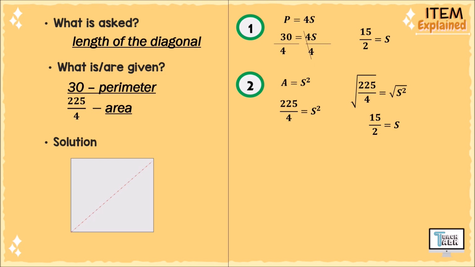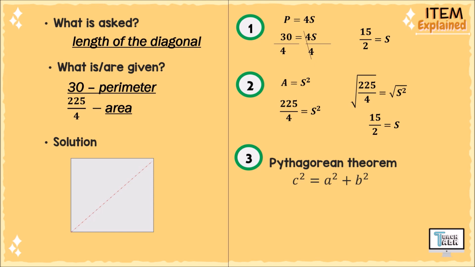Kapag meron ka ng values ng S, you can now proceed to finding the diagonal of the square by using the Pythagorean theorem, which states that the square of the side, which is yung hypotenuse, is equal to the sum of the squares of the other two sides and is denoted by the formula c squared equals a squared plus b squared. Yung c, ito yung hypotenuse o in this case, yung diagonal ng square.